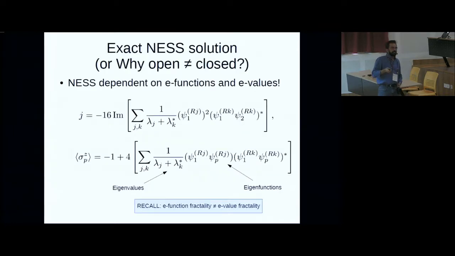So just an aside, in the non-interacting case, in the Lindblad setting, you can get an exact non-equilibrium steady-state solution, which you cannot get otherwise. You can replace these by integrals, and essentially it's exact.